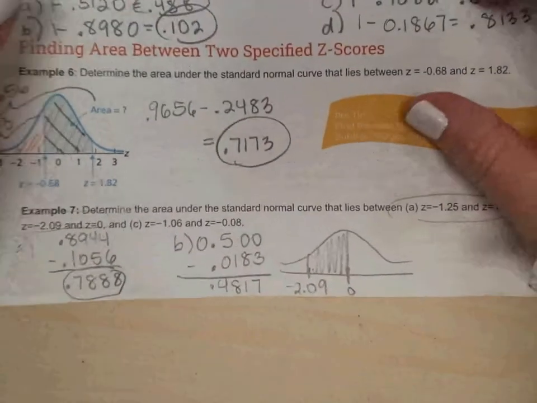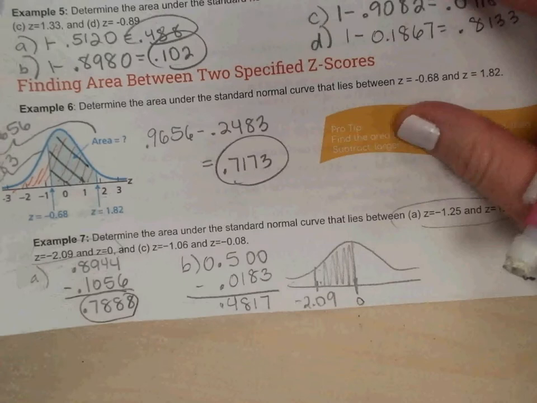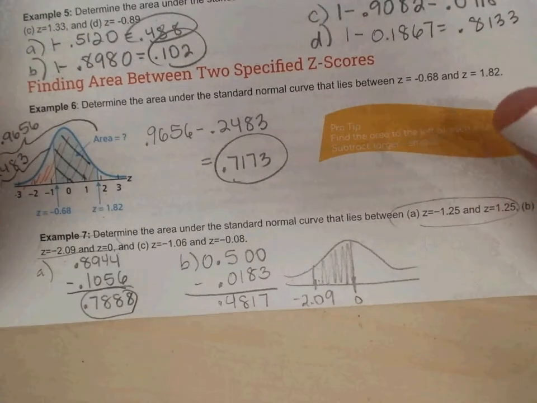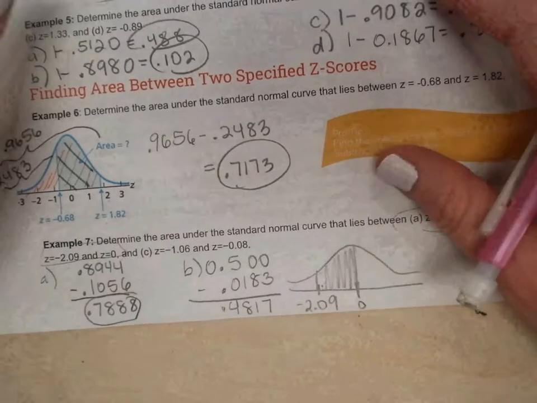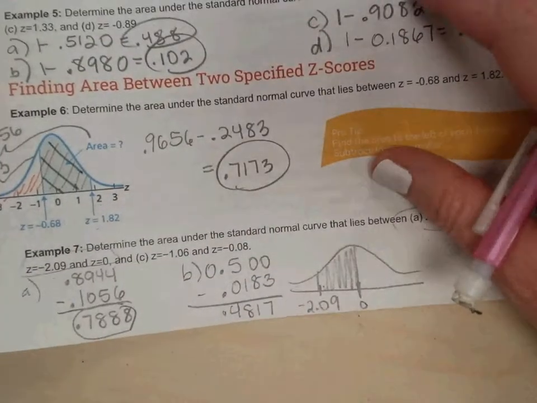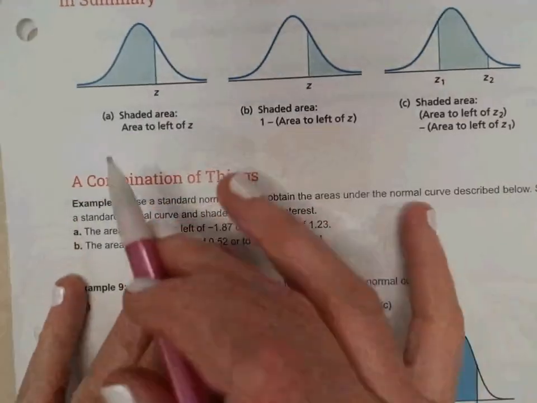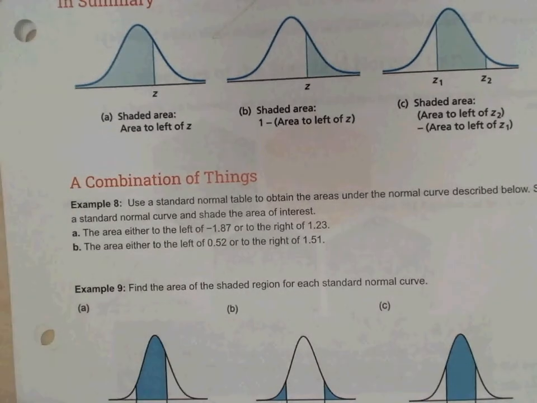So these are our 3 different scenarios that we will find when finding area under the normal curve. We're going to find some combinations of the 3, but if you're good on these 3, you should be able to find any combination that we're looking for. The summary of it all is right here. I'm going to take a break in the notes. We'll pick it back up in just a minute.